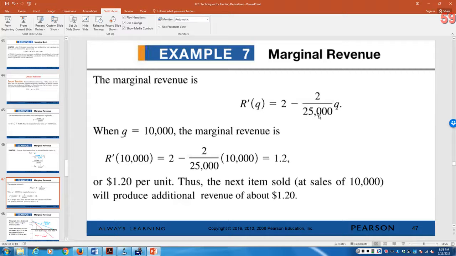You can take 2 over 25,000 and plug in that Q is supposed to be 10,000 and it works out just fine. So the marginal revenue is 2 minus 2 over 25,000 times 10,000, which is just 1.2. And that is $1.20 per unit. And what that means is, after you've sold 10,000 units, the next item sold is going to give you an additional revenue of $1.20. Okay?